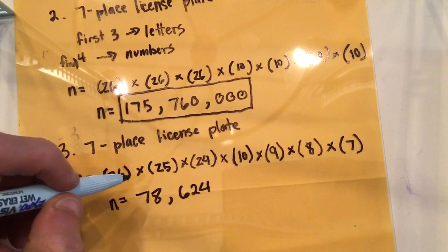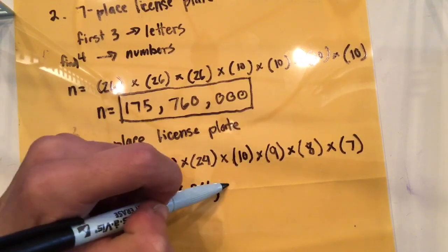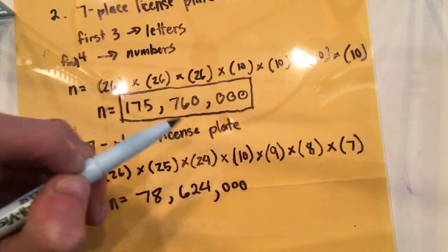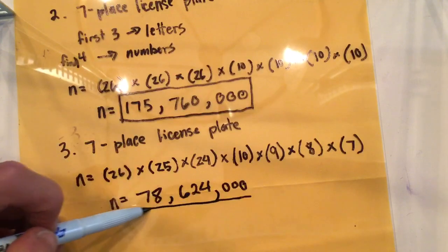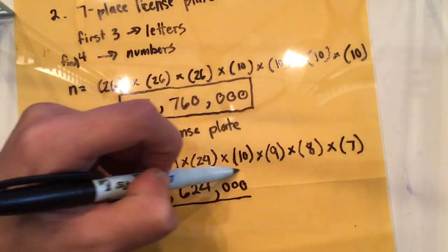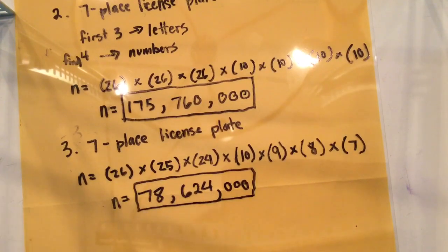78,624. Or sorry, 78,624,000. Sorry, numbers are hard. Boom, box it. There we go. There are problems 1, 2, and 3.